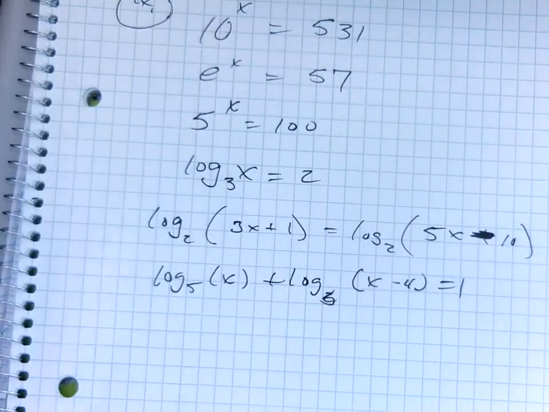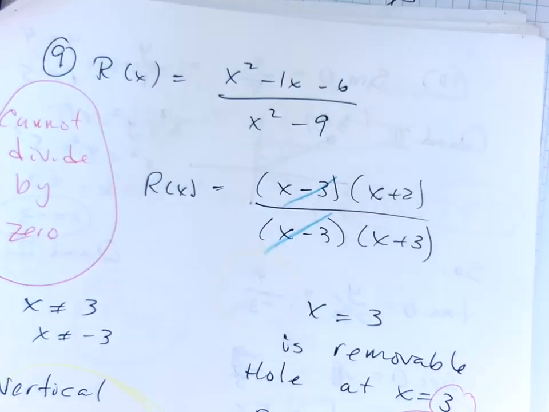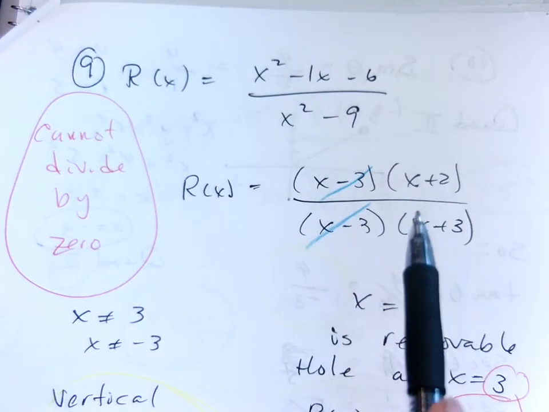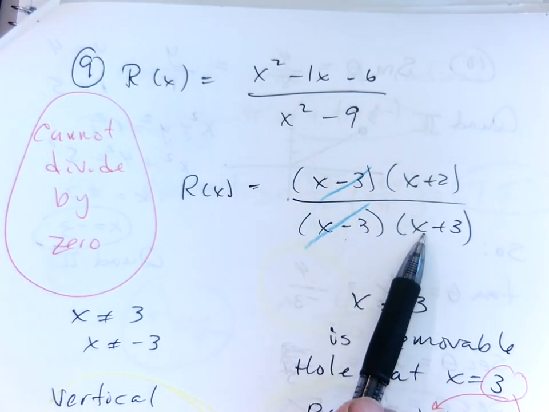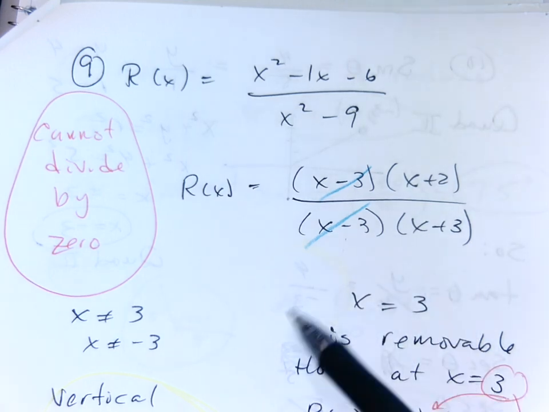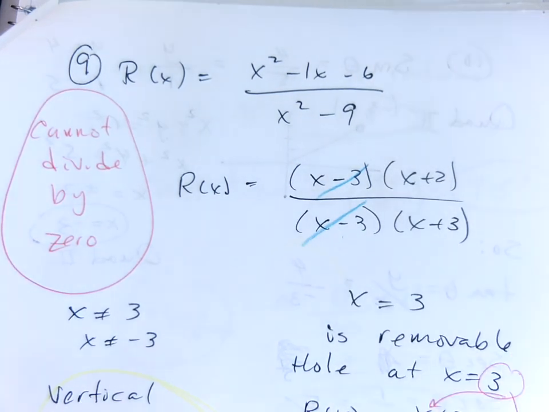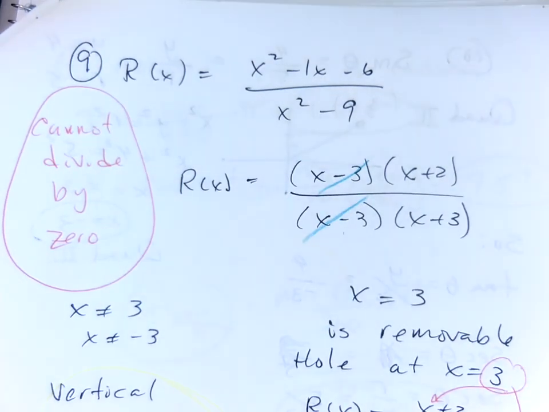Okay, on number 9, I know I can't divide by 0. That's a really bad thing, but I factor to help myself out. So x cannot equal 3 or negative 3. Now there's a thing called a hole if it's removable. Removable means it cancels out, so I can get rid of the problem, but it's still there, it's still a hole.